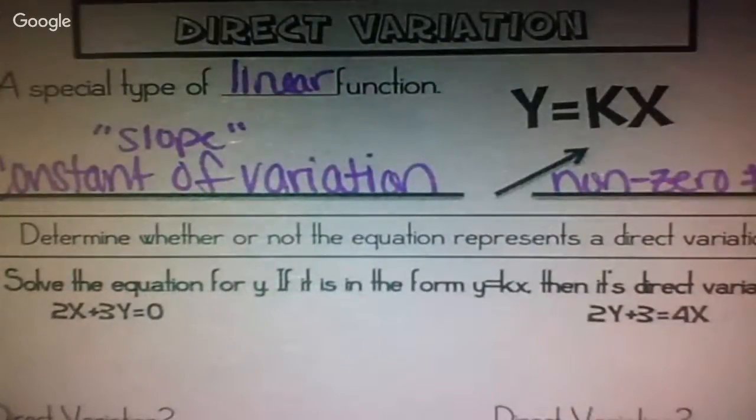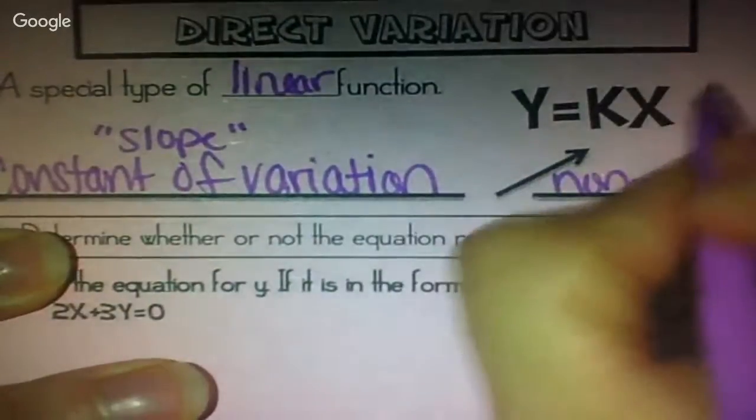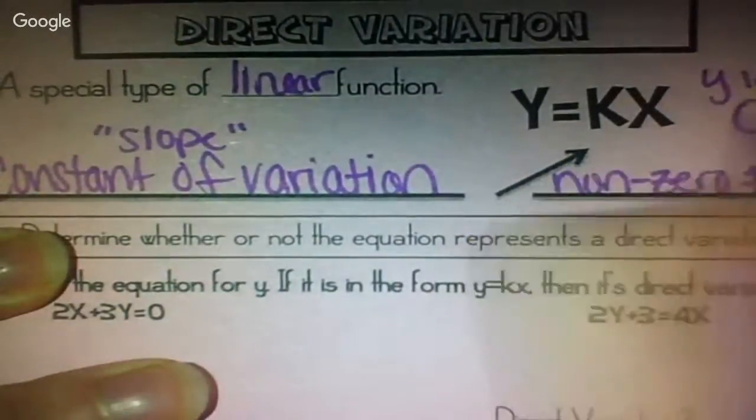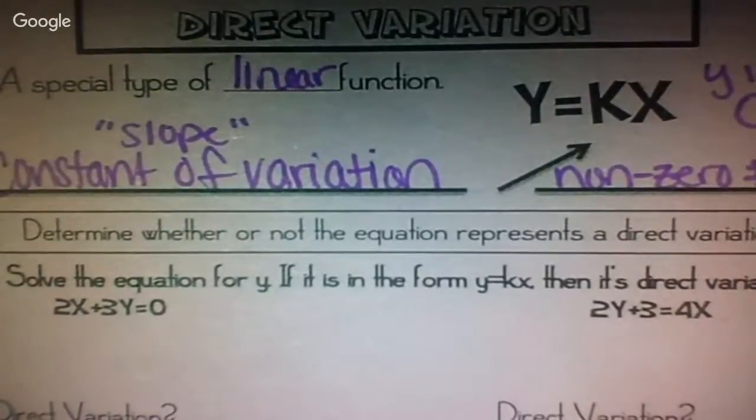What's missing that you usually have with a linear function? A y-intercept. There's no +7 or -2. So with direct variation, your y-intercept is always 0. If you have an equation that's 2x plus 3, that's automatically not direct variation, because my y-intercept is not at 0.